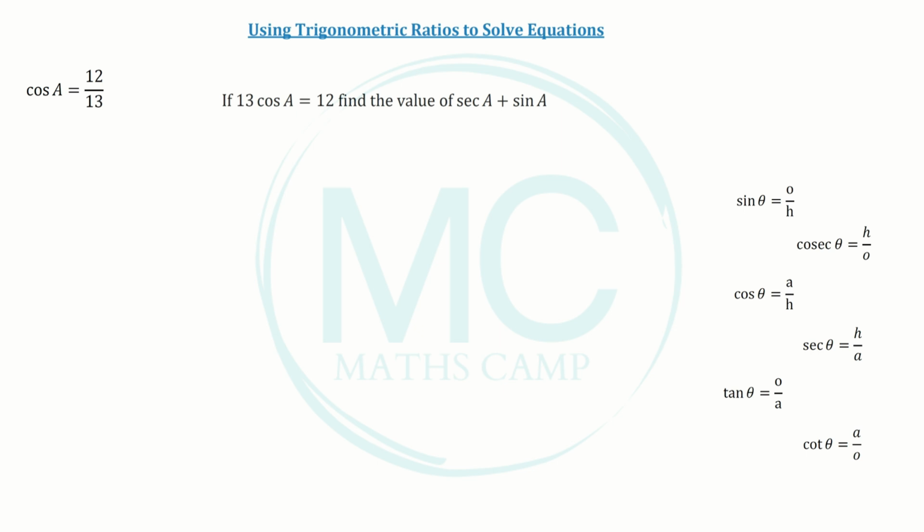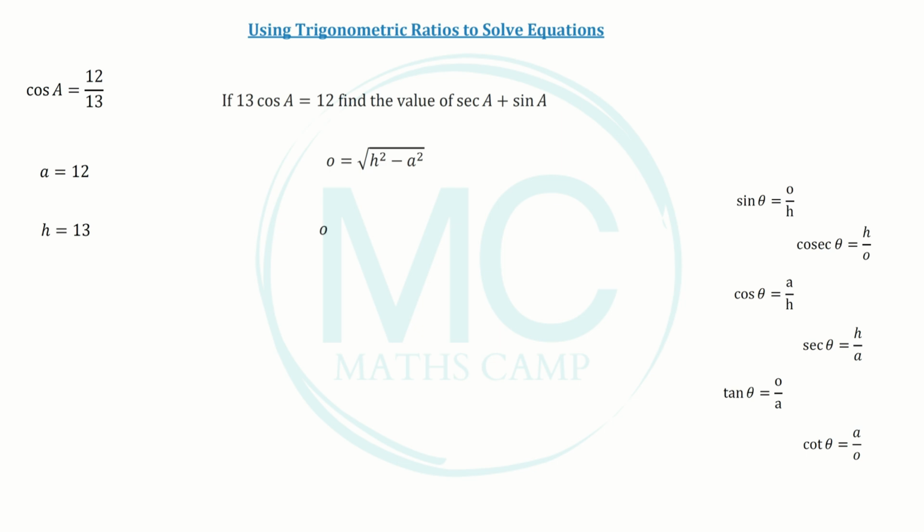Cos theta is equal to the adjacent over the hypotenuse. And in this case, cos A, our angle, is equal to 12 over 13. So now we can see the adjacent side A is equal to 12, and the hypotenuse H is equal to 13. Now we can use Pythagoras to find the length of the opposite side. So we can say O is equal to the hypotenuse squared minus the adjacent side squared, all under a square root. Now we can fill in our values.